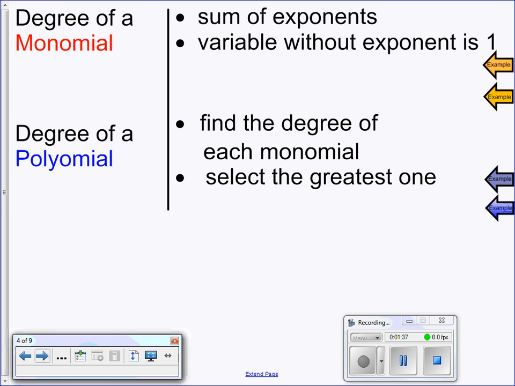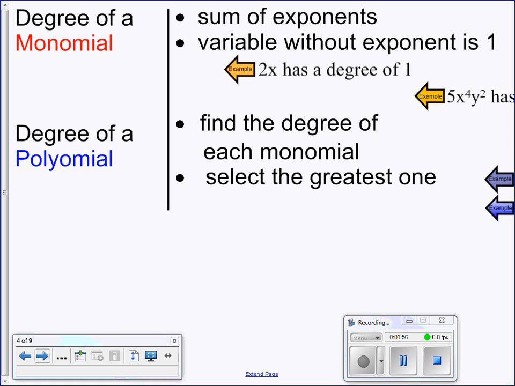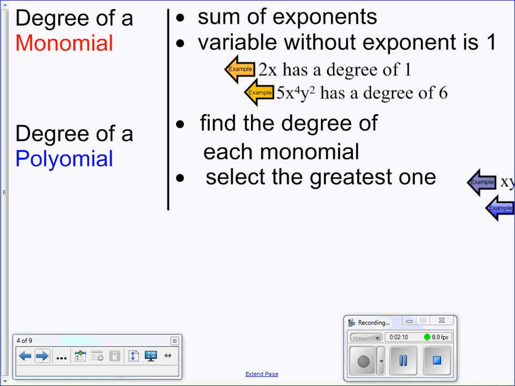All right, the degree of a monomial, when we're trying to find the degree, we add the exponents for that monomial. If there is no exponent, we assume that it's 1. So for example, 2x has a degree of 1 because there's a 1 as an exponent for the x. In this one, x has got 4, and then y is 2, so 4 plus 2 is 6.